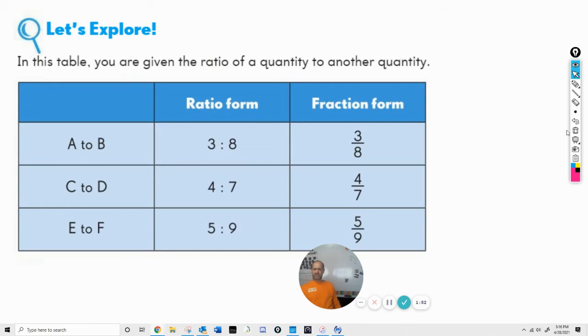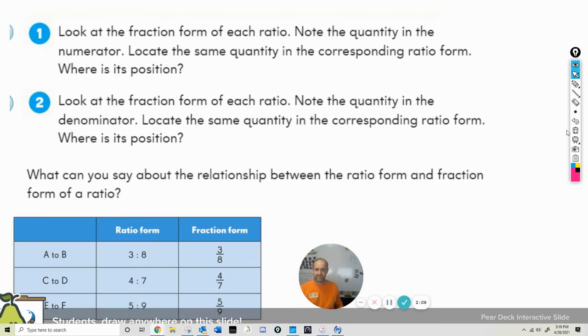In this table, you're given the ratio of a quantity to another quantity. 3/8, 4/7, 5/9. Okay. And what's any of that mean? Says the guy who never looks at his teacher's guide before doing this. Because I like to be in the moment with you. Oh, there's questions.